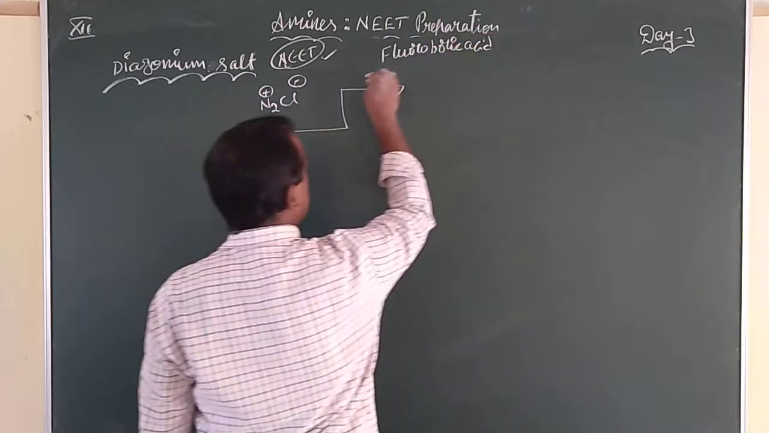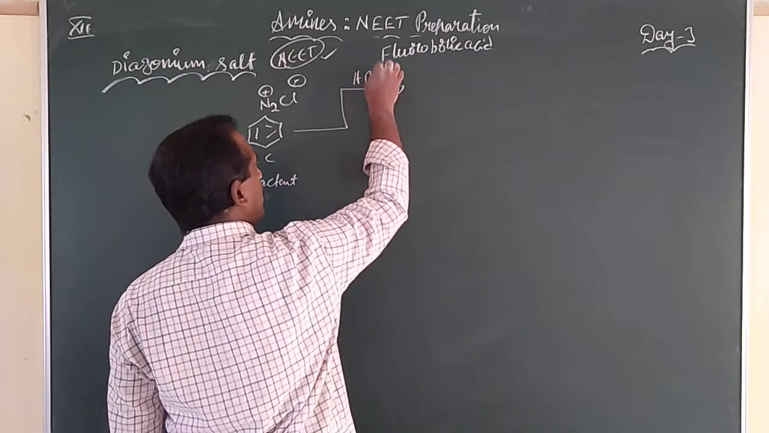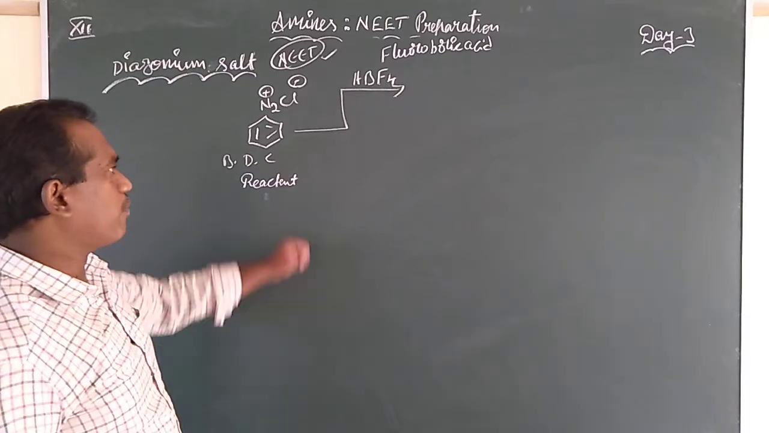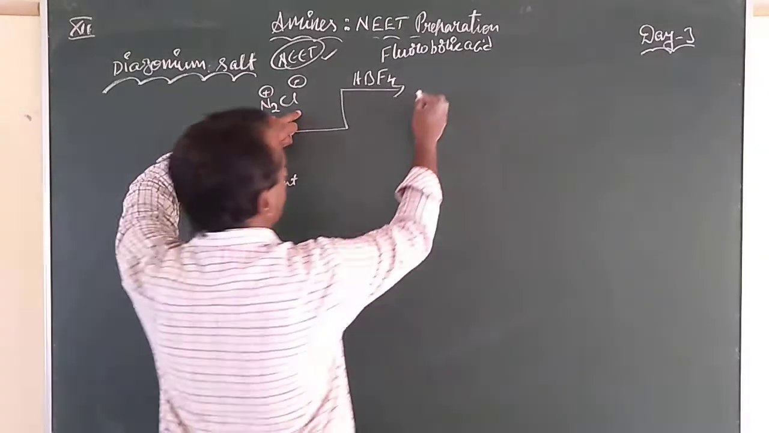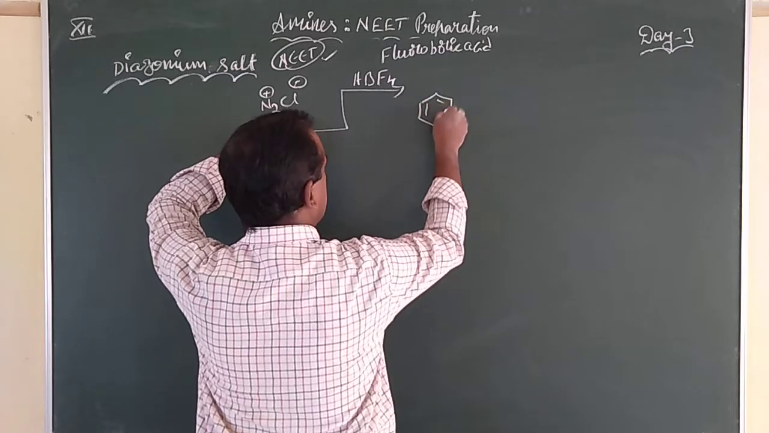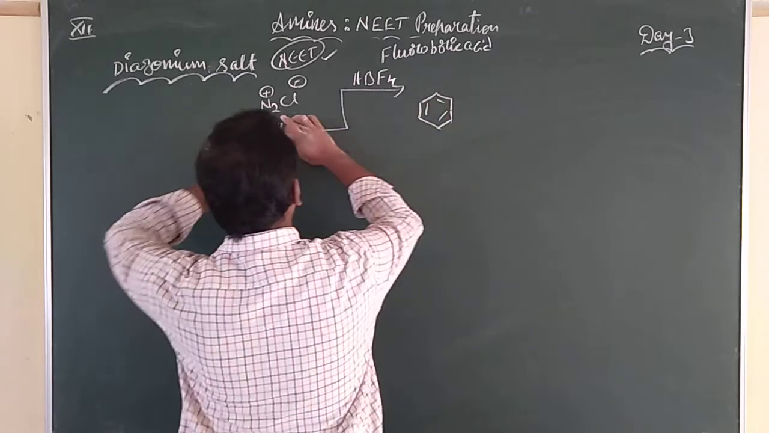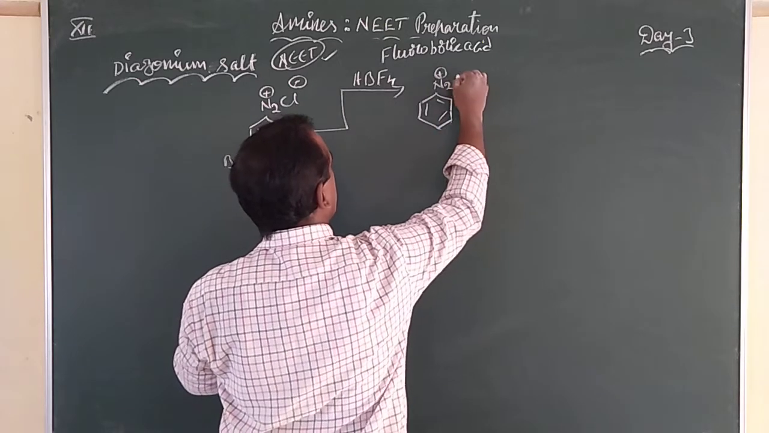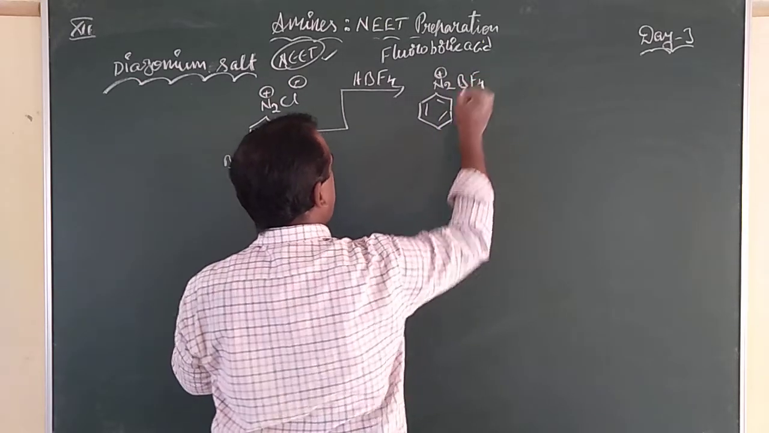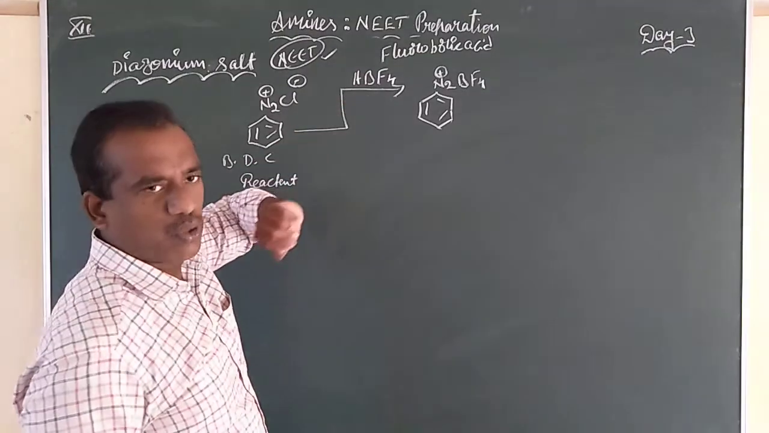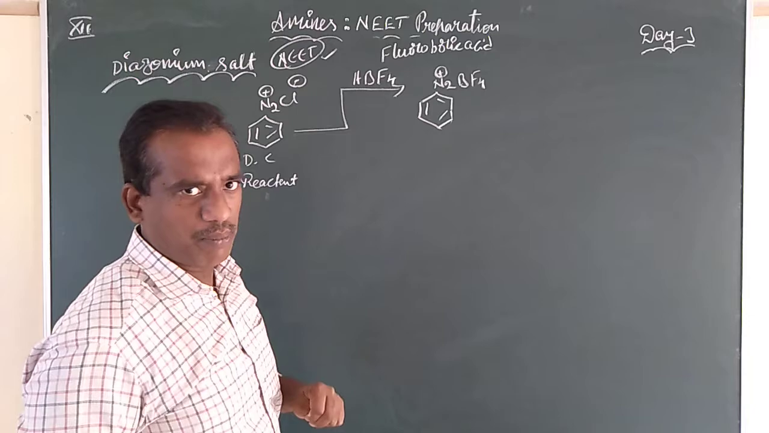Its formula is HBF4. What is the formula, children? HBF4. See, the benzene diazonium chloride reacts with fluoroboric acid. Imagine nitrogen is there as usual. Chlorine is removed along with hydrogen, and it forms an intermediate.